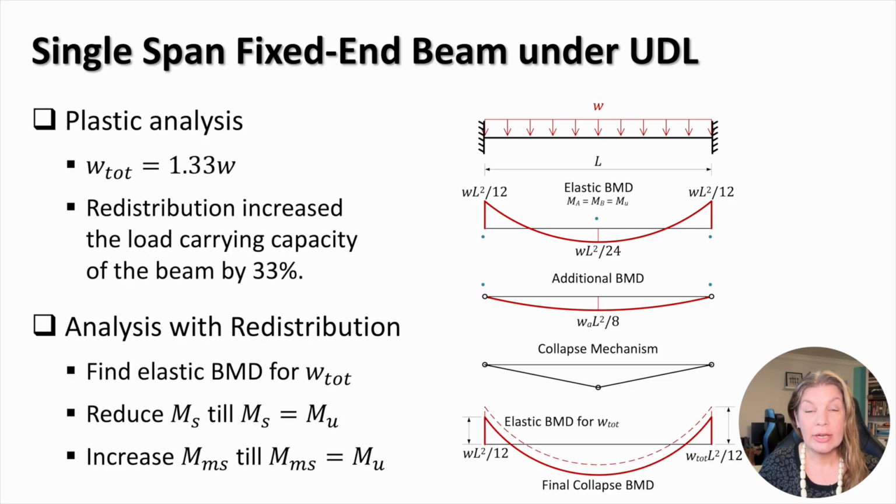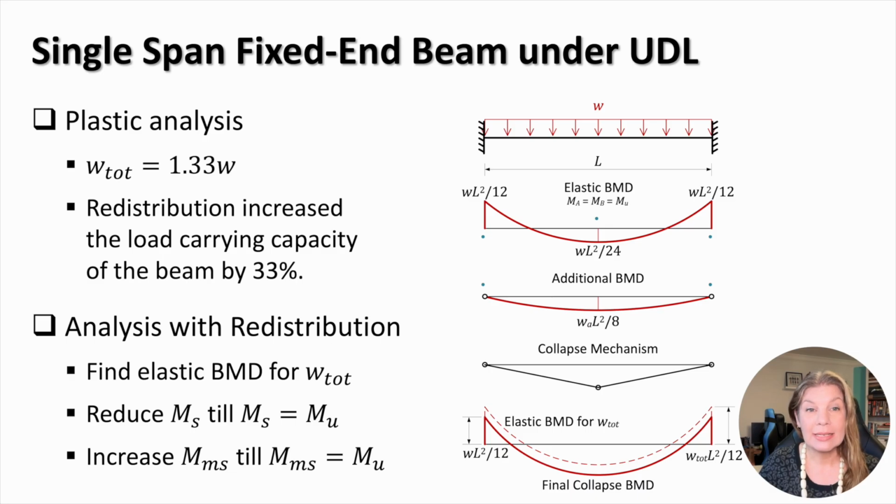The elastic structural analysis method regards the development of plastic hinges at supports as structural failure. Therefore, the 33% increase of the load carrying capacity of the beam due to moment redistribution represents the difference between the elastic and plastic structural analysis methods.